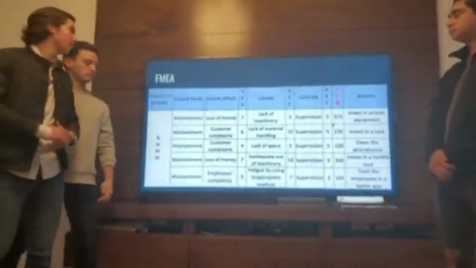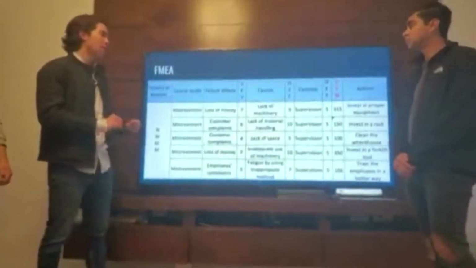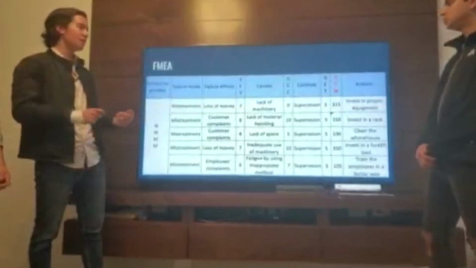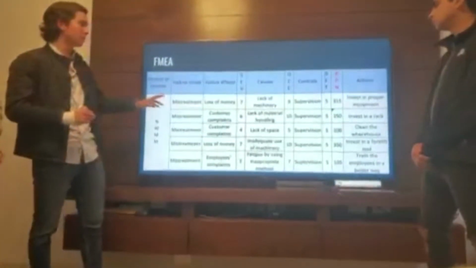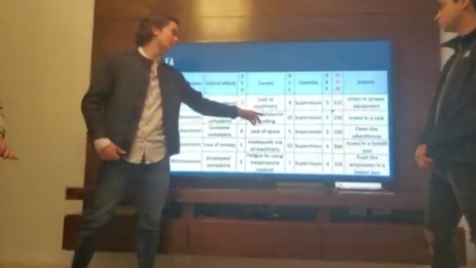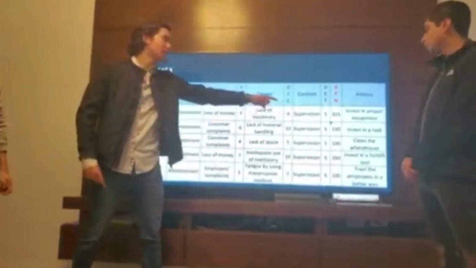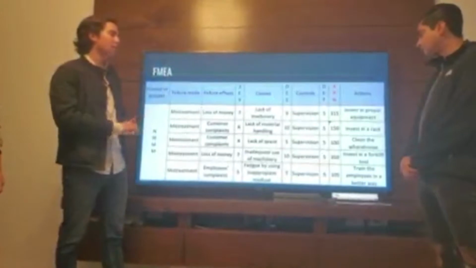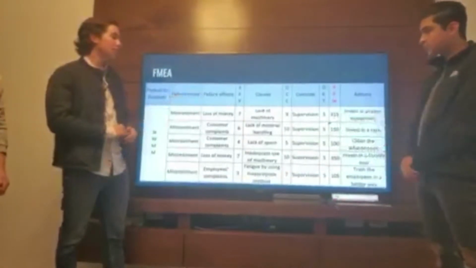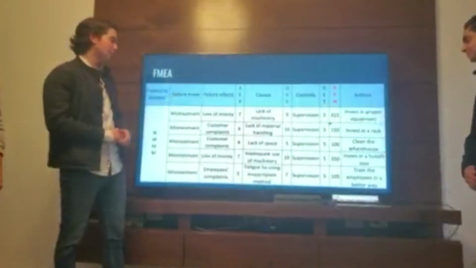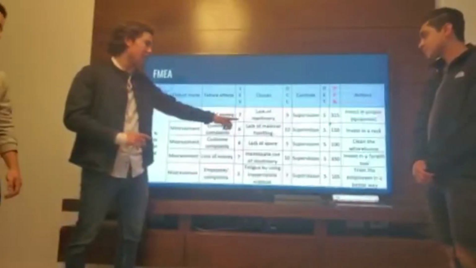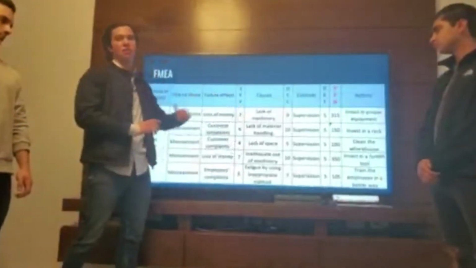Okay, now we have our FMEA, and we analyzed that our main problems of mistreatment are the lack of machinery and the inadequate use of the machinery, due to the high RPN, which was 315 and 350. And also, it has a high severity, so we have to attack these problems first.